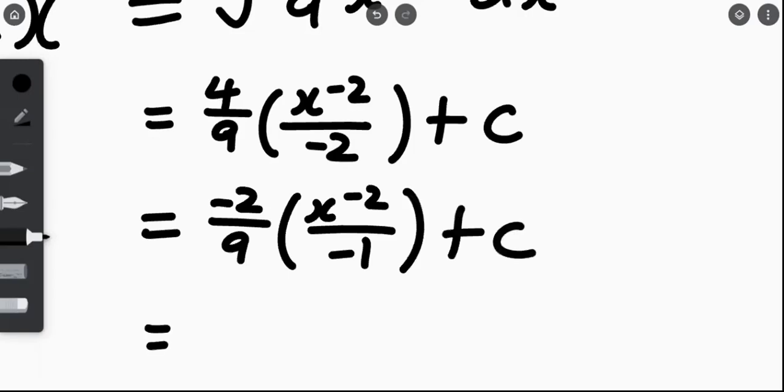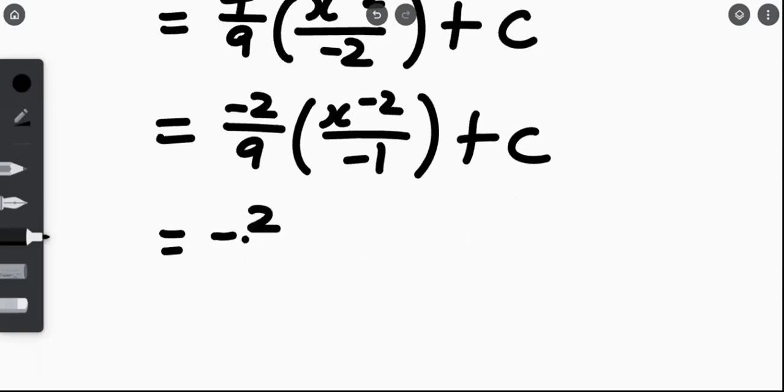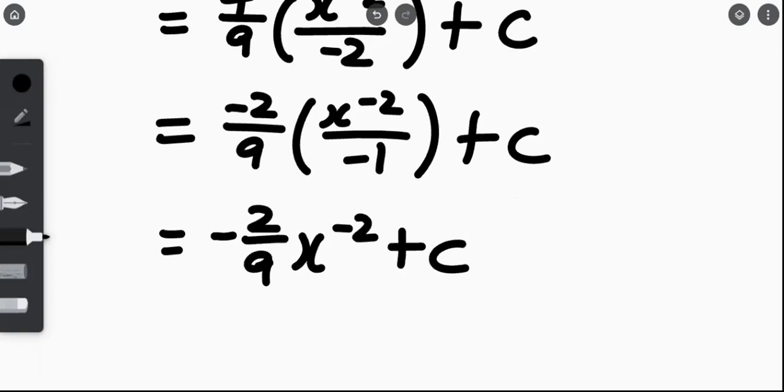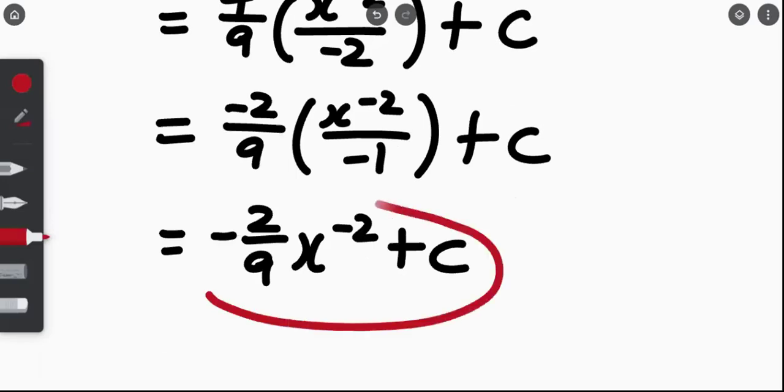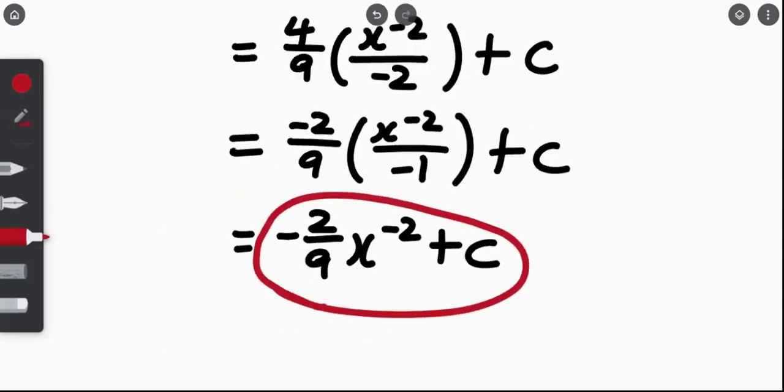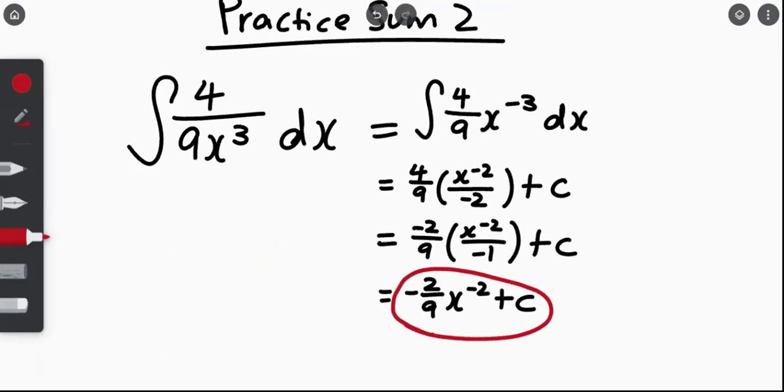And finally, it will be this. Okay, I hope you got this right. For those of you who did not get it right, I suspect it is because you have failed to realize that 4 and minus 2 can cancel. This is one way. Or another way is that you actually did not realize the first step already.